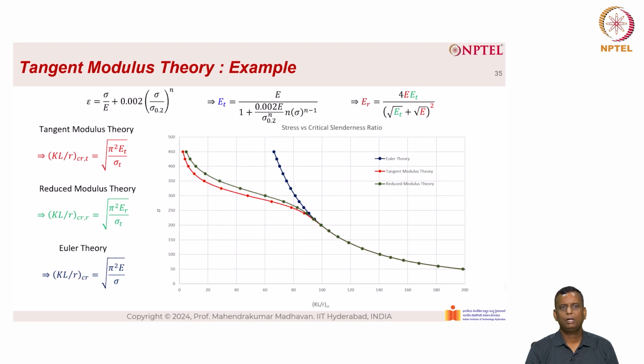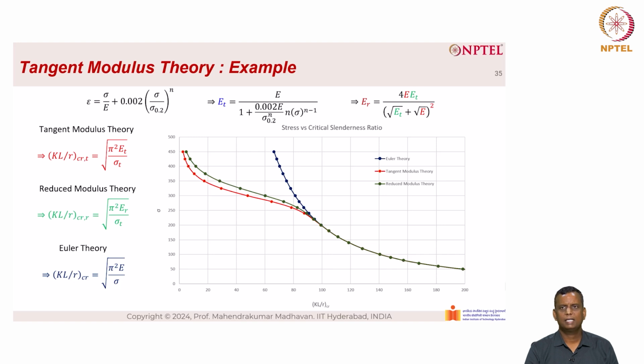So now when we plot the stress versus the slenderness, we see that the Euler curve is exactly parabolic, whereas the tangent modulus theory and the reduced modulus theory differ after it reaches the critical slenderness ratio, which is given here. The tangent modulus theory gives the lowest value, followed by the reduced modulus theory, which is in between the tangent modulus theory and the Euler theory.